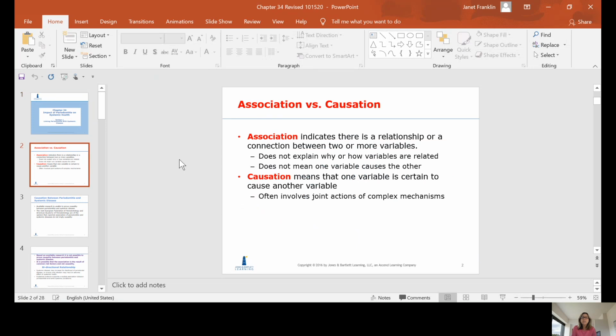So there's something called association and causation. Association indicates there is a relationship or connection between two or more variables. It does not explain why or how the variables are related. It does not mean one variable causes the other. There's just a relationship between the two. And causation means that one variable is certain to cause another variable.